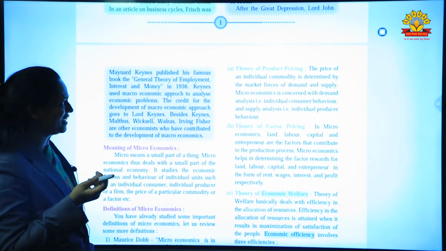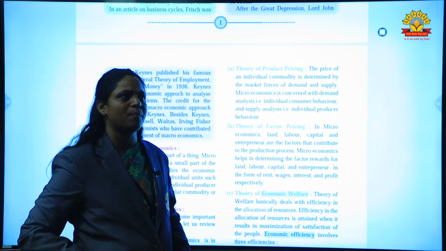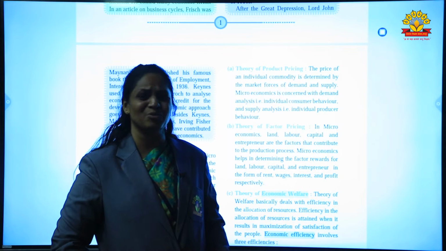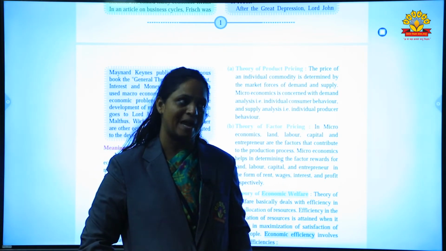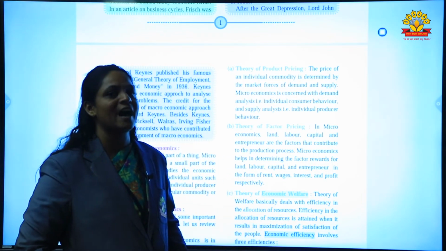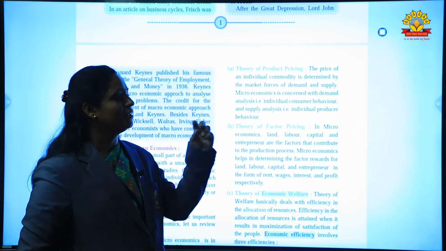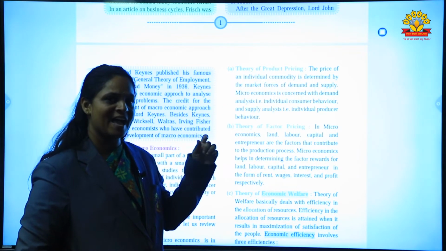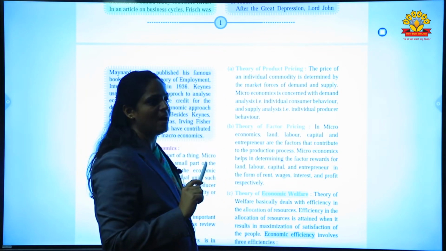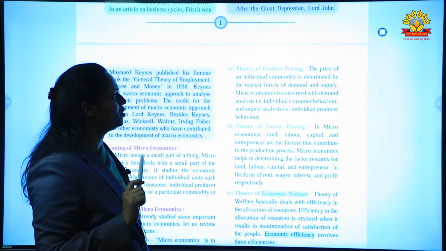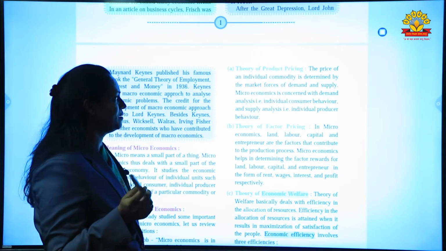Let's see those points. Theory of product pricing. As we know, microeconomics is basically related with pricing theory. How prices are determined in the market is based on both demand and supply. The price of an individual commodity is determined on the basis of demand and supply. On that basis, price is determined.